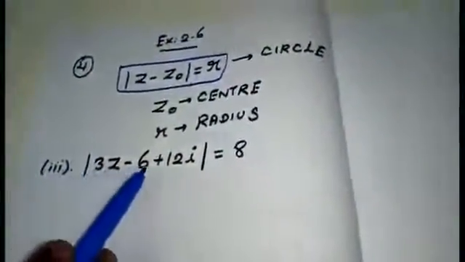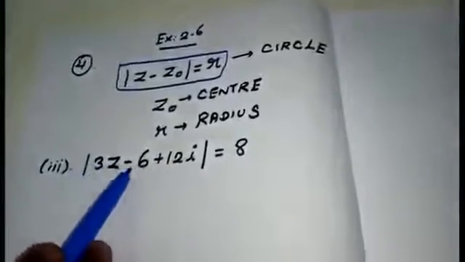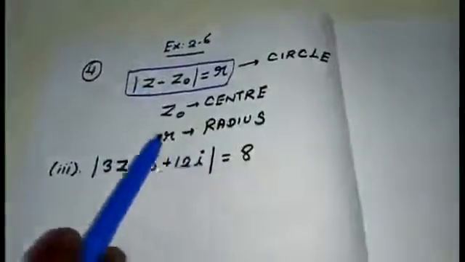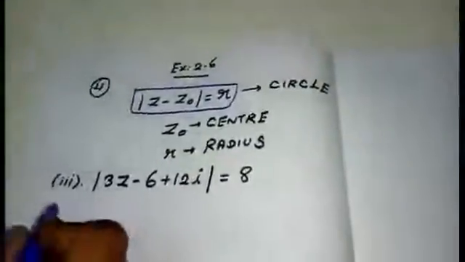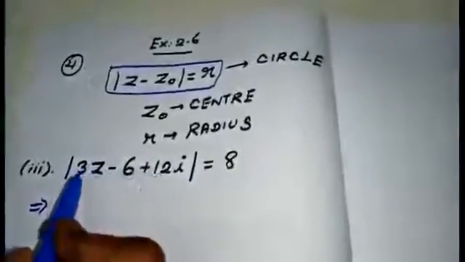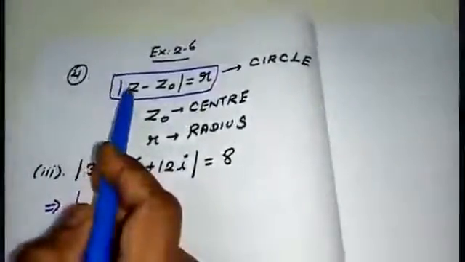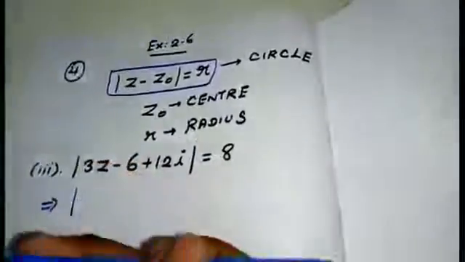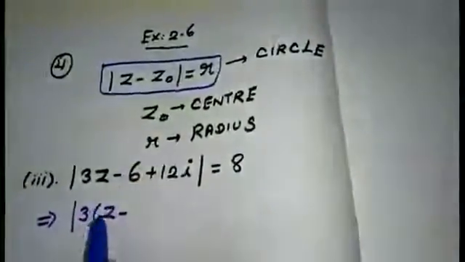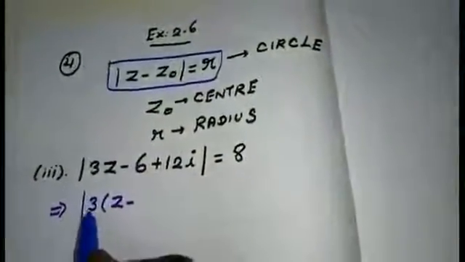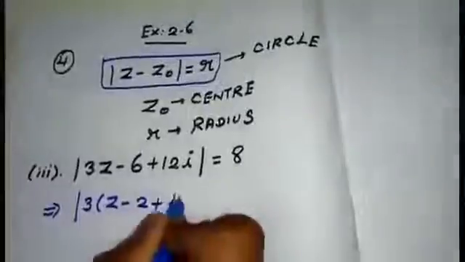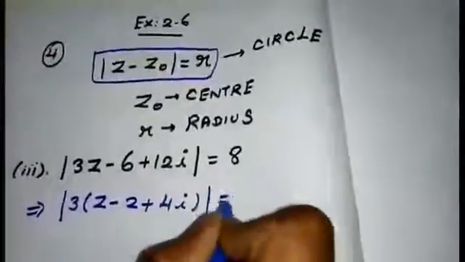Third one, they have given you this question, that is modulus of 3z minus 6 plus 12i equal to 8. I am going to bring this particular question into this form. So what I am going to do here is, first I am going to take 3 common outside, because in place of z I should not have any other value other than 1. So I am taking 3 common outside inside the modulus: 3 into z minus 2 plus 4i equal to 8.